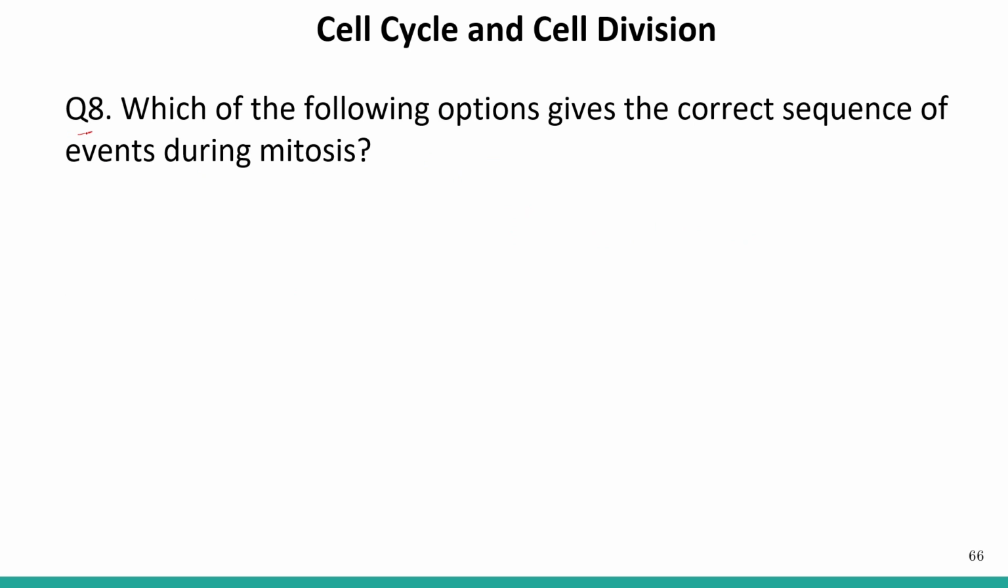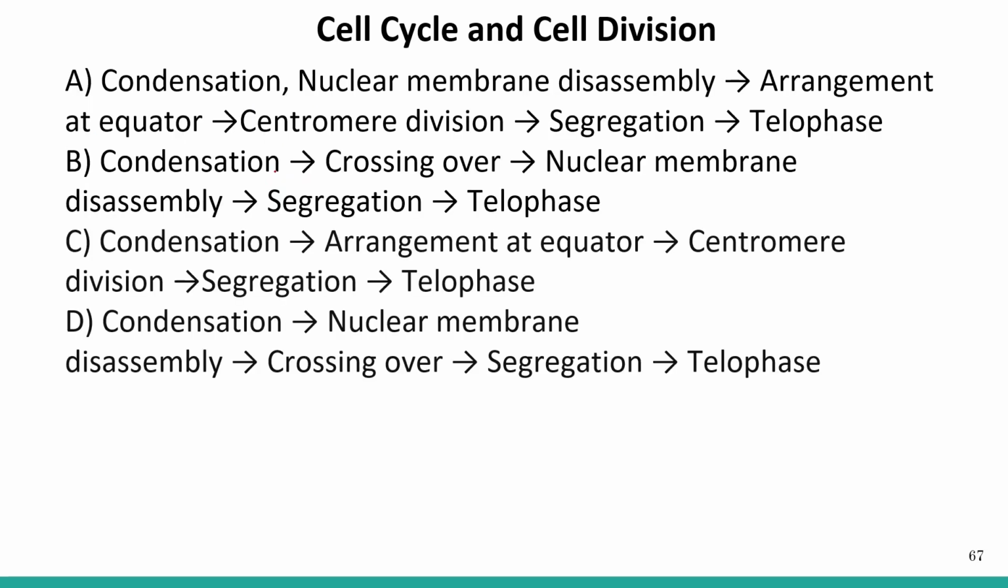Now coming to the next question. So question is, which of the following options gives the correct sequence of events during mitosis? They are asking about mitosis here. So here are the options, all right? You can take a look at the options. Condensation, then nuclear membrane disassembly, arrangement of the chromosome at the equator, centromere division, segregation, and then the last stage, telophase. All right? I'll give you some time to look at the options.